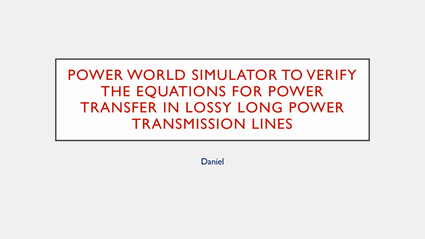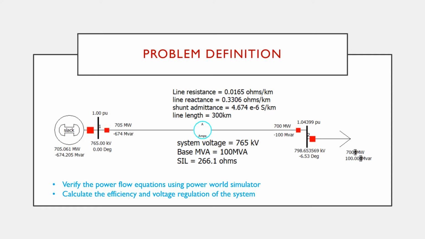Hello everyone. In this presentation, I am going to demonstrate how to use the PowerWorld Simulator to verify the power flow equations in lossy long power transmission lines. In this model, it is demonstrated using a simple power system. It is connected over a long transmission line of length 300 km. At one end, a generator is connected, and at the other end, the load is connected.